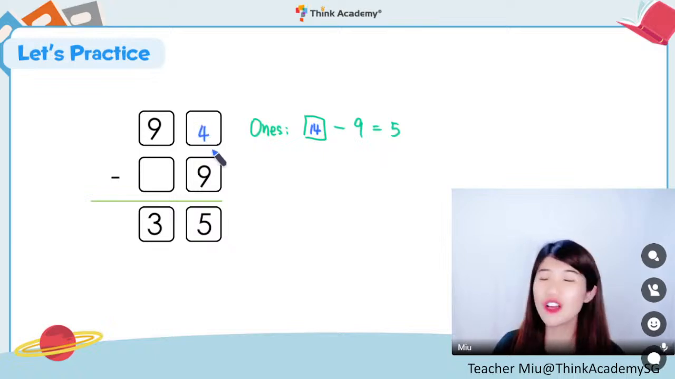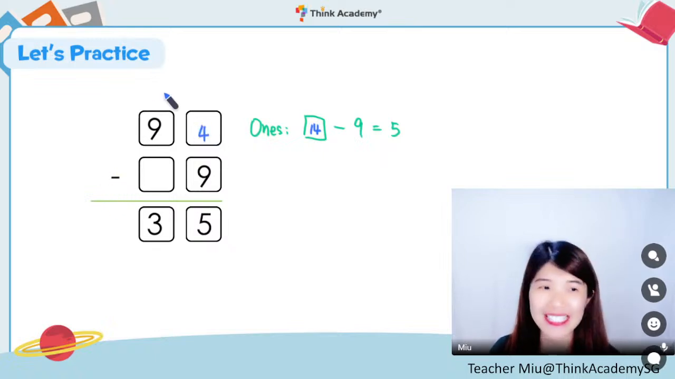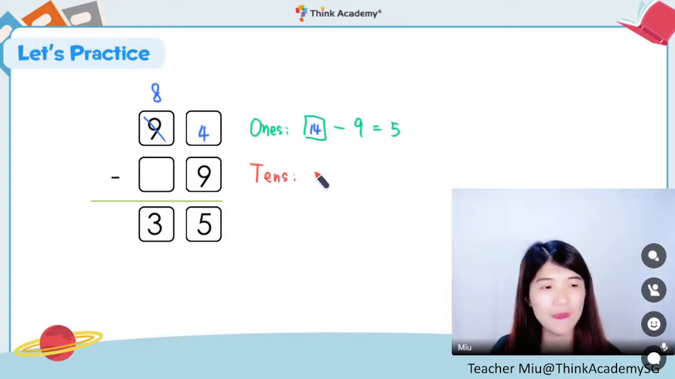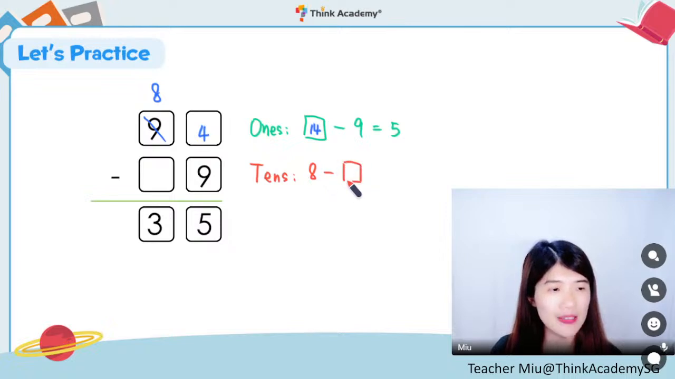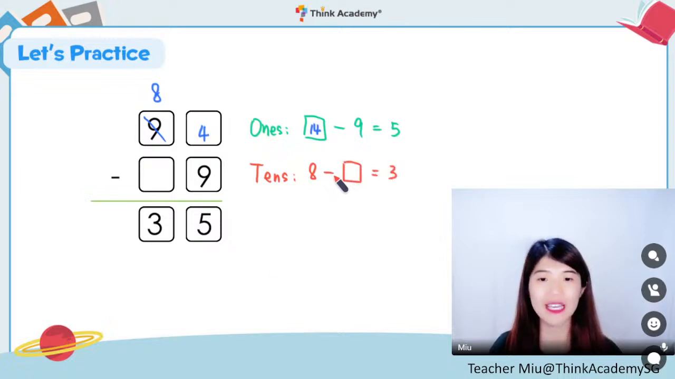That's not a carryover because we are doing a minus. This is actually where we borrowed from the tens place. So this is an 8. And then look at the tens place. Now the tens place just becomes 8 minus a box that gives me 3. So the box here must be a 5, right? So easy. In the attached material, I still have one more question for you to try, right?